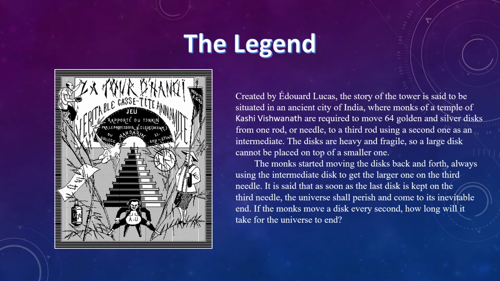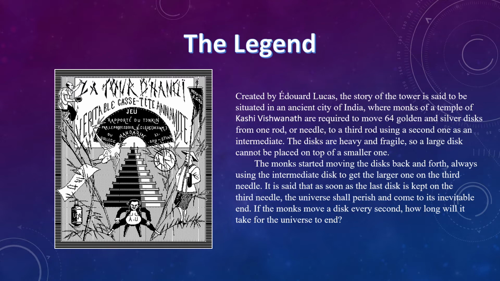The discs are heavy and fragile, so a large one cannot be placed on top of a smaller disc. The monks started moving the discs back and forth, always using the intermediate needle to get a larger one on top of the third needle. It is said that as soon as the last disc is kept on the third needle, the universe shall perish and come to its inevitable end. If the monks move a disc every second, how long will it take for the universe to end?